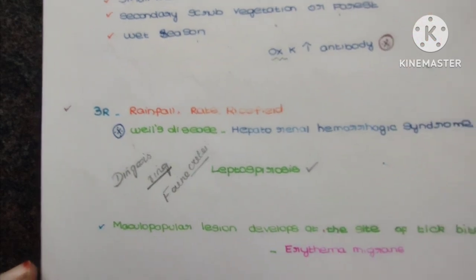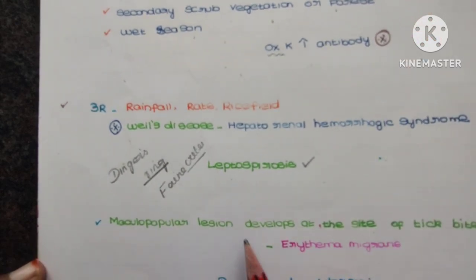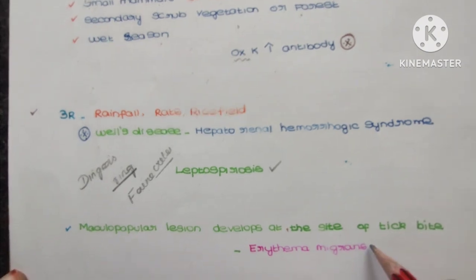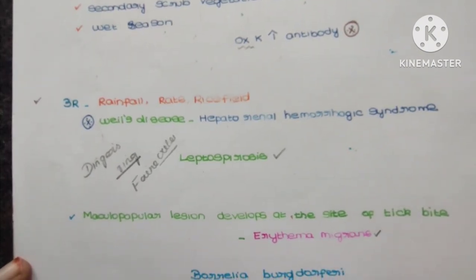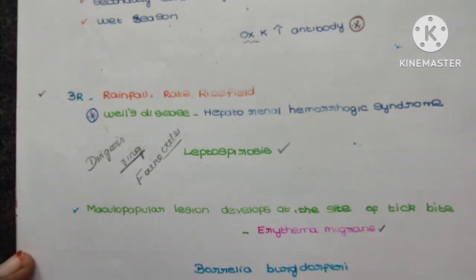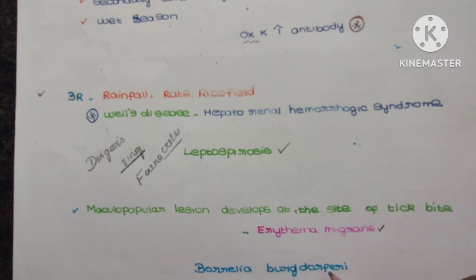So next history: a maculopapular lesion, which usually develops at the site of a tick bite, and that is erythema migrans. So obviously it is Lyme's disease, and the causative organism is Borrelia burgdorferi. There is another lesion, called the bullae lesion, that will also be there.